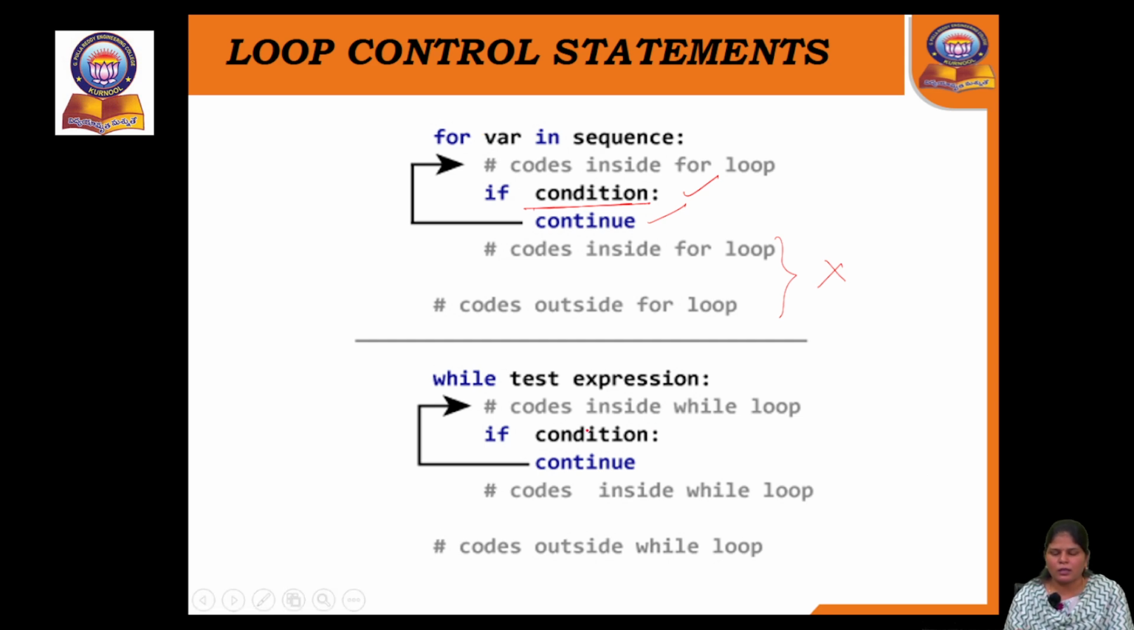The same here in the while also. The test expression will be evaluated. If it is true, it enters the loop. The if condition will be checked here. If this condition is true, continue will be encountered. Then the loop statements will not be executed. It will continue with the loop. So here it will just skip one single iteration. So it won't exit, but it goes back to the loop.